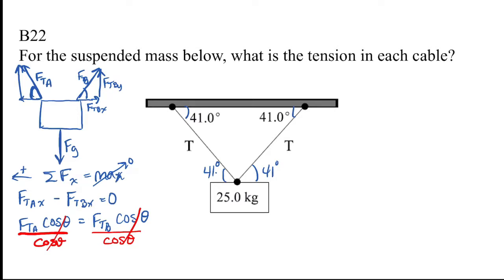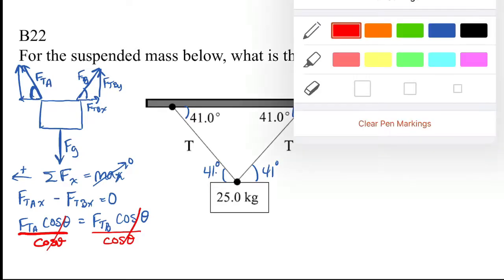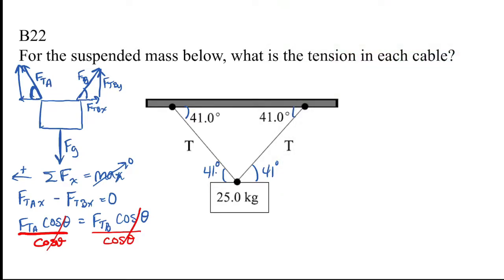Of course, if that wasn't a 41-degree angle, we couldn't cancel them out. So we can only do that when it's the same angle, but it is here. So we just proved that force of tension in A is in fact equal to the force of tension in B. Good. So now if I just find one of them, I can find the other.